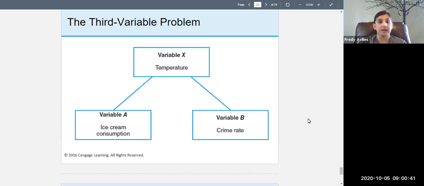When temperature goes up, guess what? Ice cream consumption goes up. More people buy ice cream. And also crime rate goes up. When temperature goes up, more people go outside and they do things outside. And when people go outside, they also beat each other up and stab each other and kill each other and hurt each other. When people encounter each other, they cause problems for each other. So when temperature goes up, crime rate goes up, so does ice cream consumption. So it looks like ice cream consumption and crime rate are directly related, but they're not. They are both related to variable X.